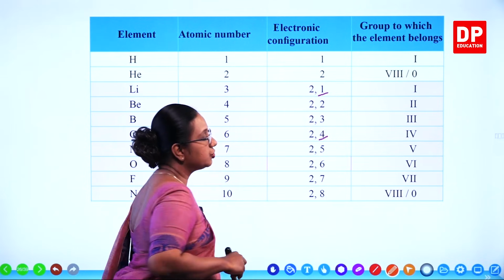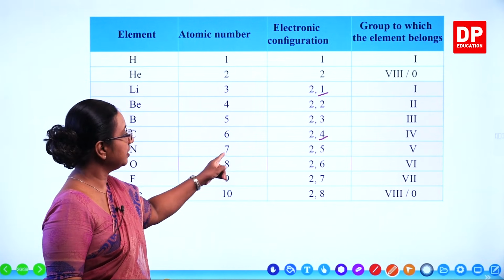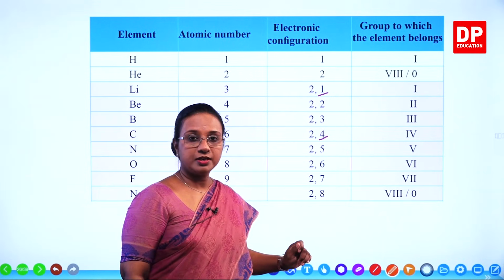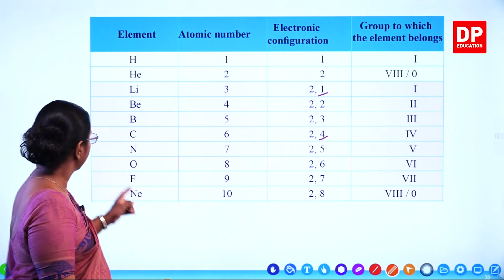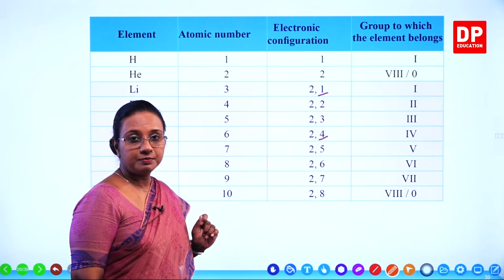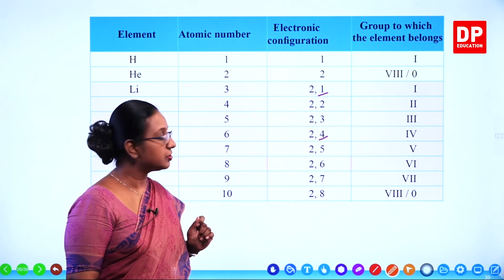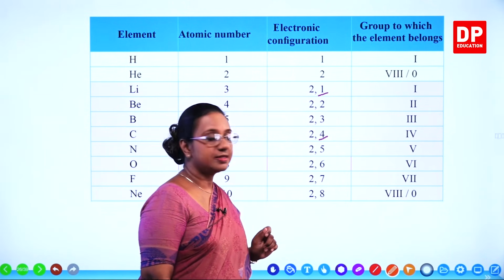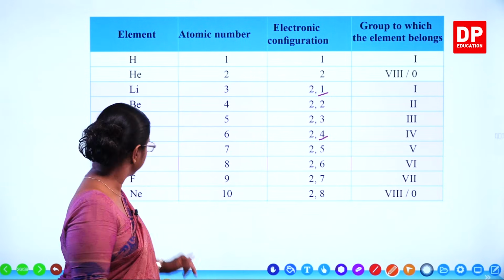Therefore, it belongs to group 4. Nitrogen 7, 2, 5 is the electronic configuration. So, it goes to group 5. Oxygen 8 protons, therefore atomic number is 8. Electrons are also 8. 2, 6 is the electronic configuration, group 6.